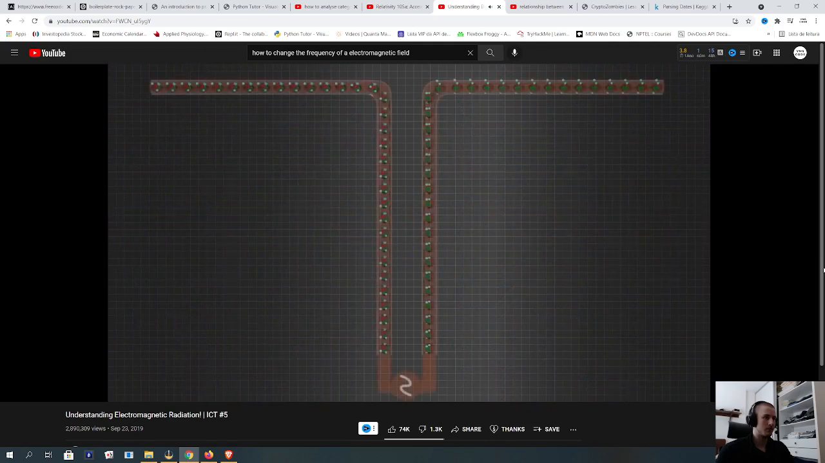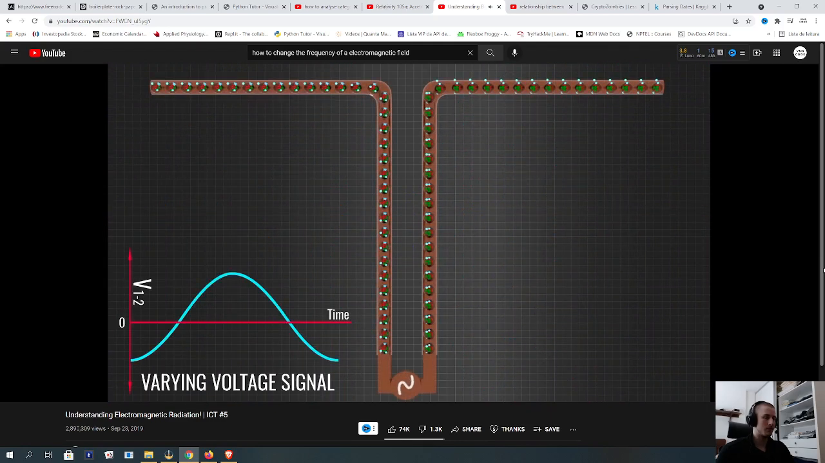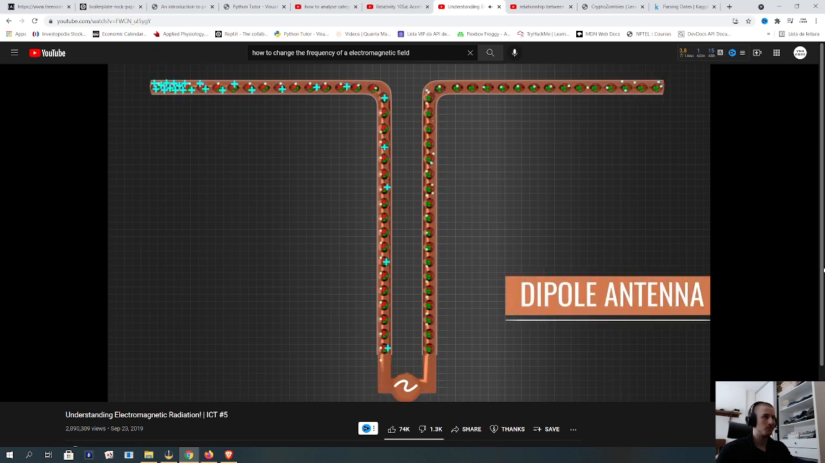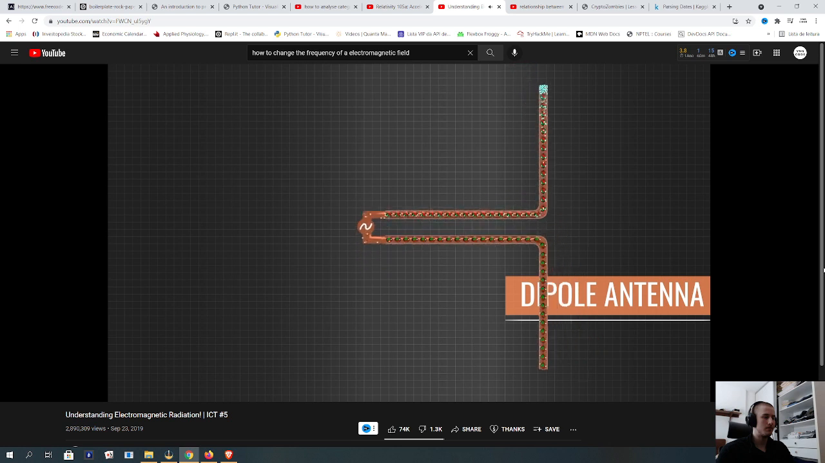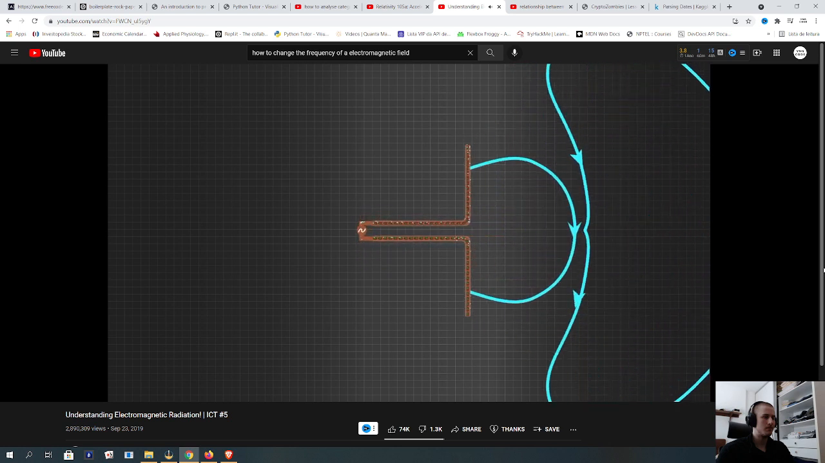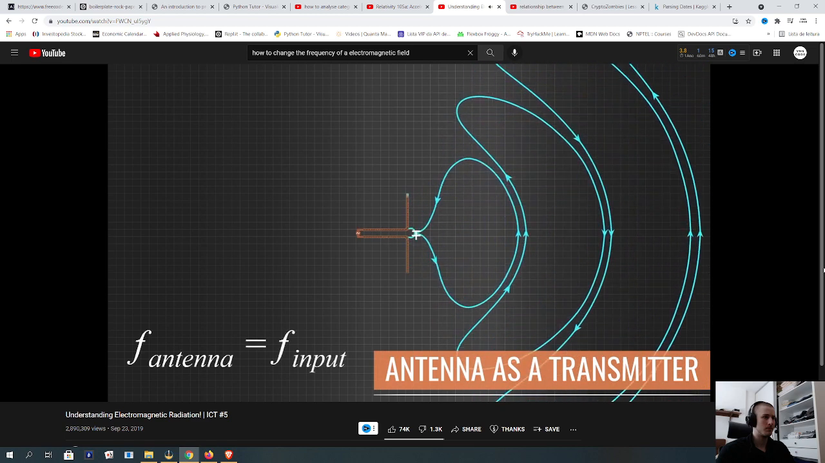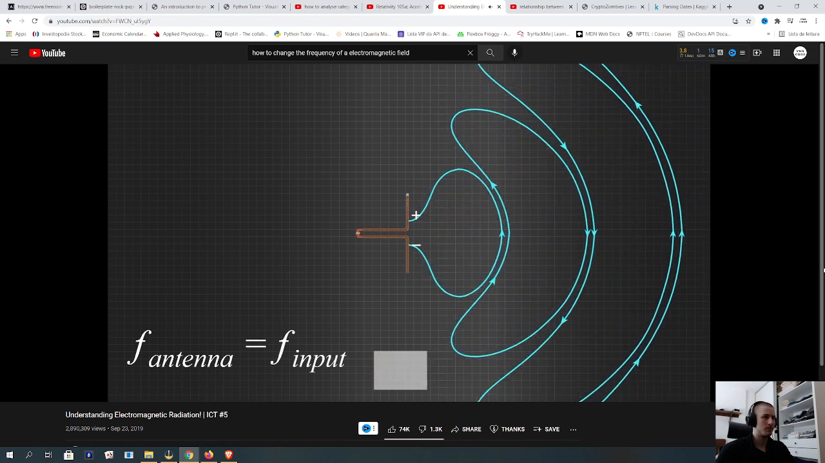Now, let's have a look at how this applies to an antenna. A time-varying voltage is applied to the metal wire as shown. Due to the effect of the voltage, the electrons will be displaced from right to left and create positive and negative charges. With a continuous variation of voltage, the positive and negative charges will shuttle back and forth in the wire. This simple arrangement is known as a dipole antenna. The dipole antenna produces the same radiation as we saw in the previous section. In this case, the antenna works as a transmitter. The frequency of the transmitted signal will be the same as the frequency of the applied voltage signal.